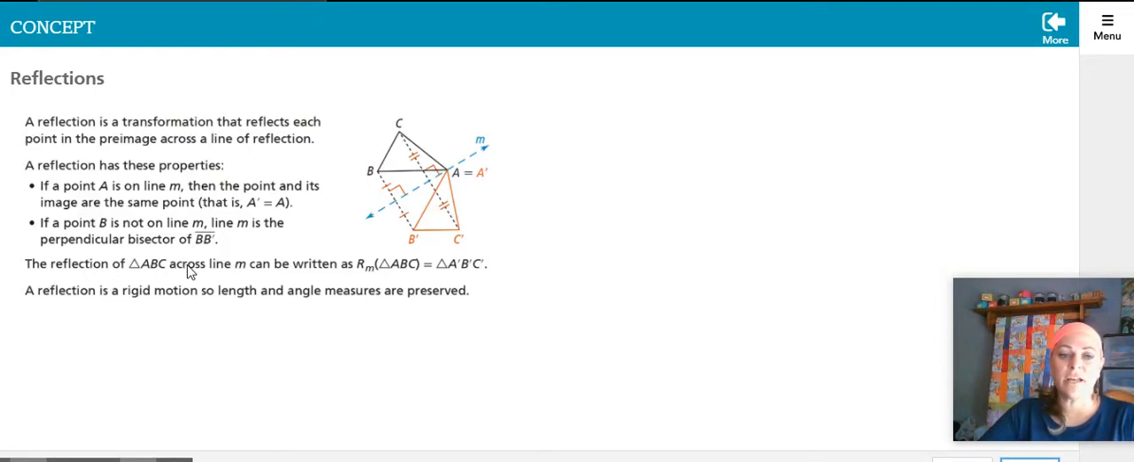So the reflection of the triangle across line M is written like this. This is the notation: reflection across line M of triangle ABC equals triangle A prime B prime C prime. Sometimes you just say triangle ABC prime, and that would be okay. Be really careful about this because sometimes the pre-image and the image are hard to tell. So really look for those tick marks, those primes.